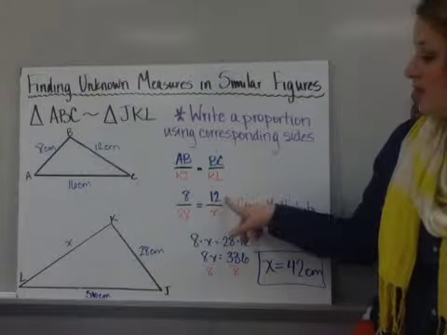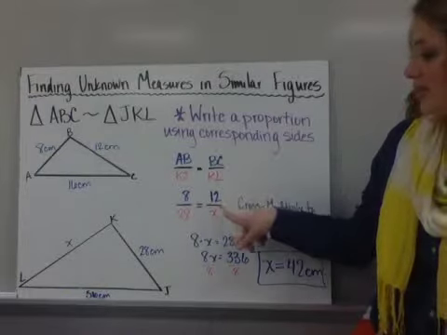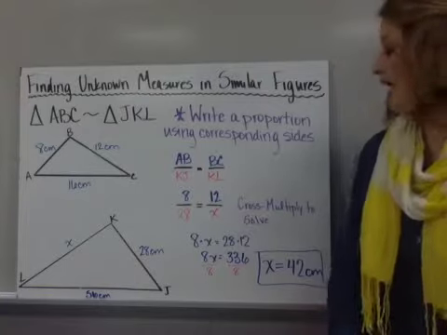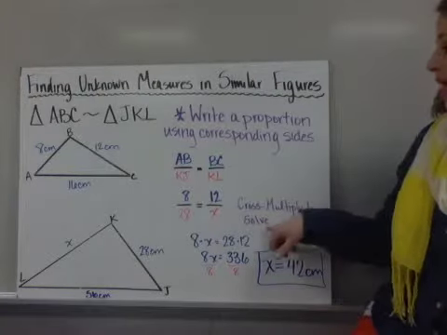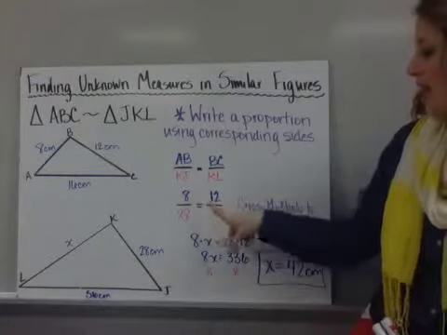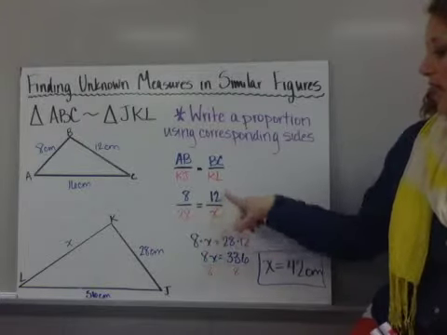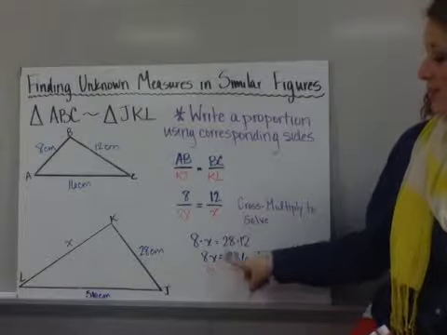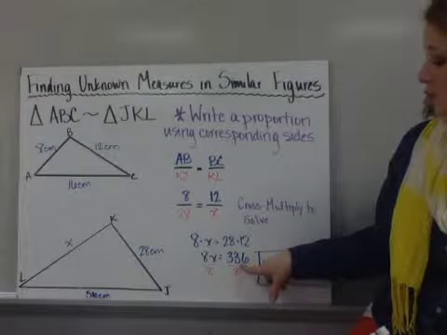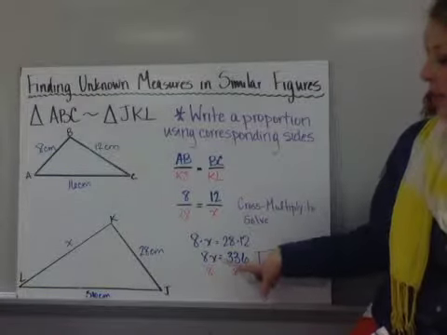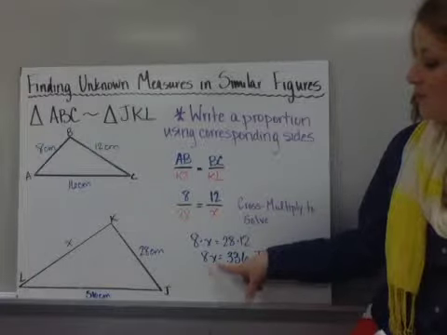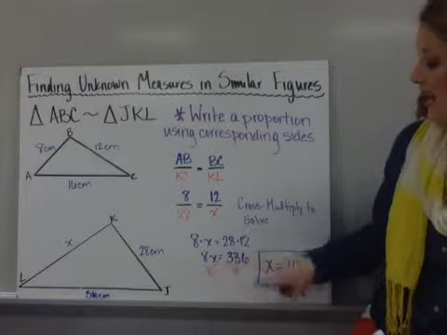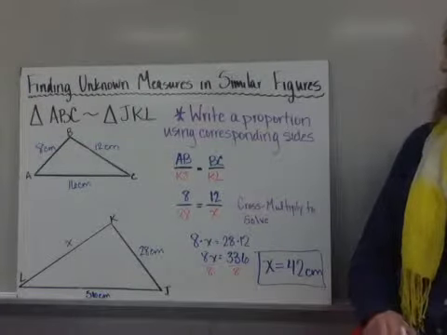BC's side length is 12 and KL's side length is X. That's the part that we're wanting to know. So now it's a proportion that I can solve. I'm going to cross multiply to solve that proportion: 8 times X and 28 times 12. 8 times X is 8X. 28 times 12 is 336. I want to isolate that variable, so I undo multiplying by 8 by dividing by 8 on both sides, and X equals 42 centimeters.